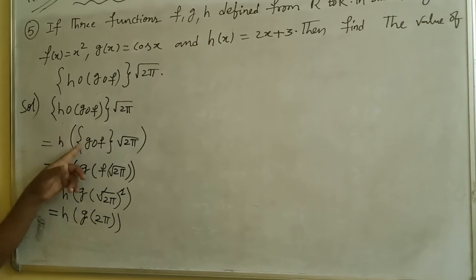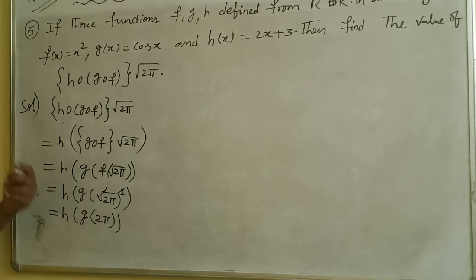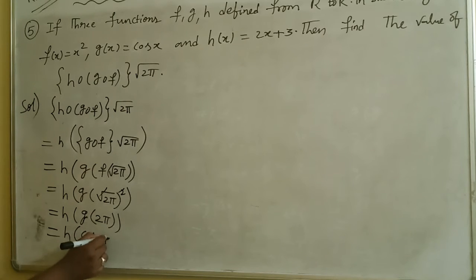See here, h of g circle f of root 2 pi. First, in this bracket I have written g of f of root 2 pi. Then again, what is f of root 2 pi? Wherever x is there, I need to substitute root 2 pi. So root 2 pi whole square. Square and root get cancelled. So then g of 2 pi. Now in g of x, what is there? Cos x. So wherever x is there, I need to substitute 2 pi. So now we can write h of g of 2 pi is nothing but h of cos 2 pi.